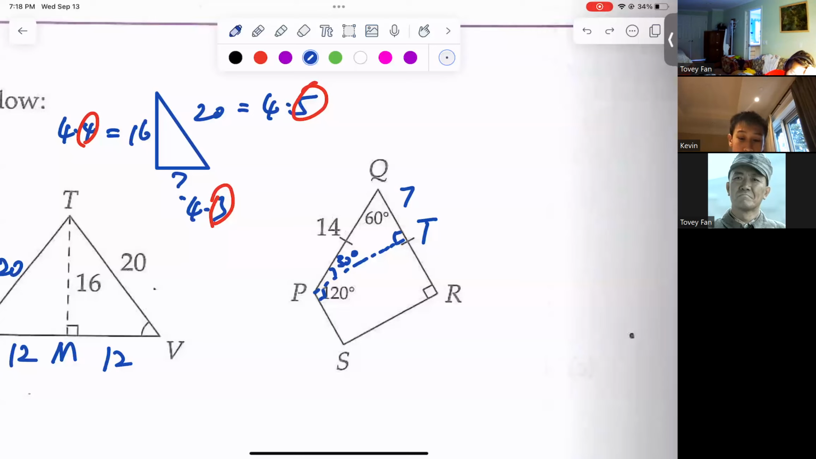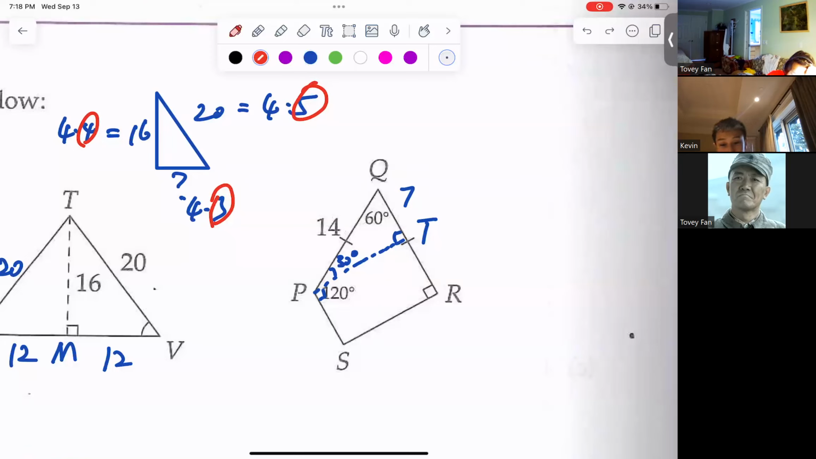Then basically 7, and then we can use the Pythagorean... no, wait, it's a special right triangle. No theorem, no triples. Just ratio, remember? 1 to root 3, right? So basically just times by root 3. So what is PT?